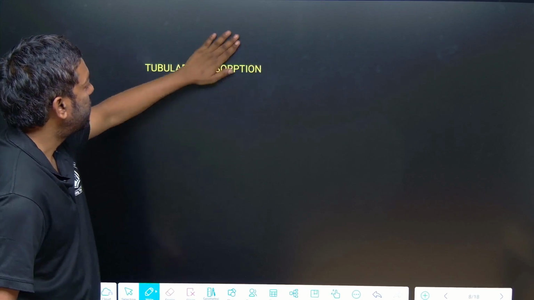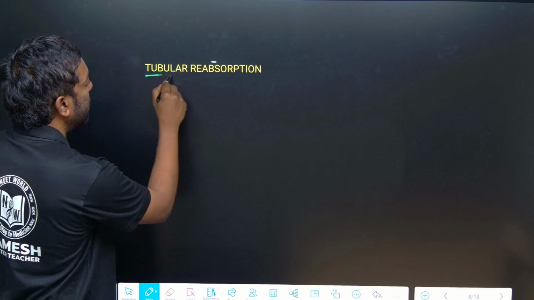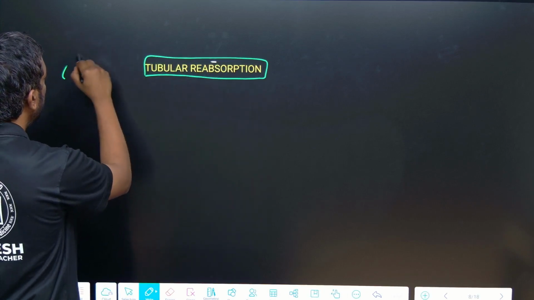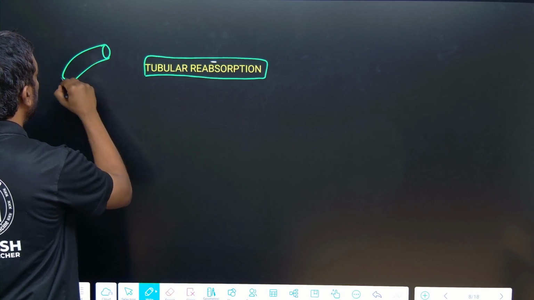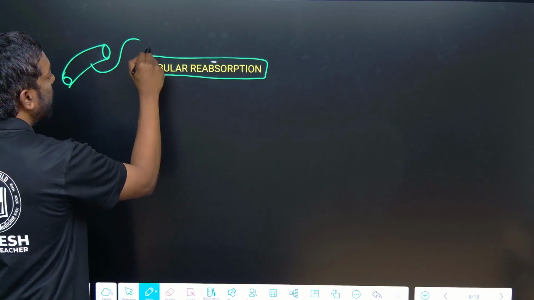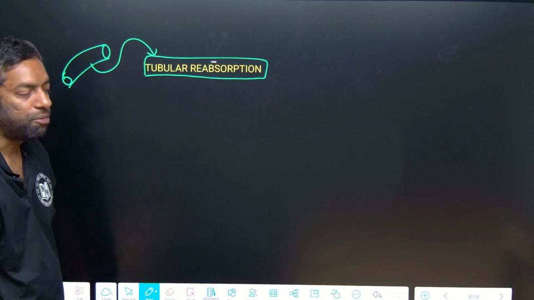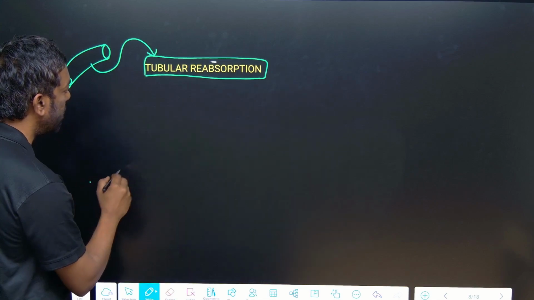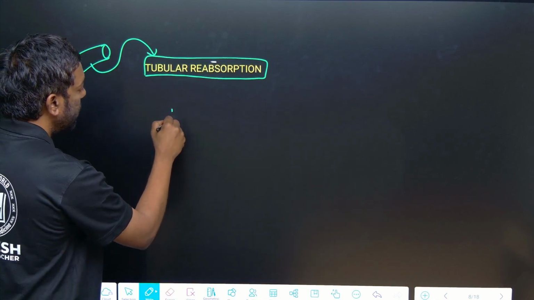Tubular reabsorption. Tubular means blood vessel, capillary. Capillary reabsorption, tubular reabsorption, blood capillary reabsorption. We are going to discuss it.